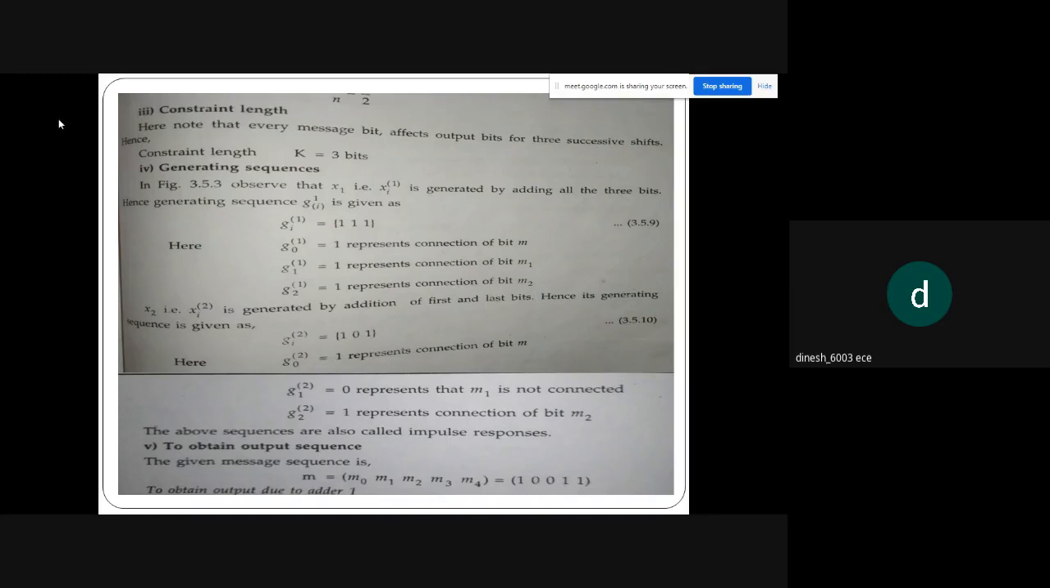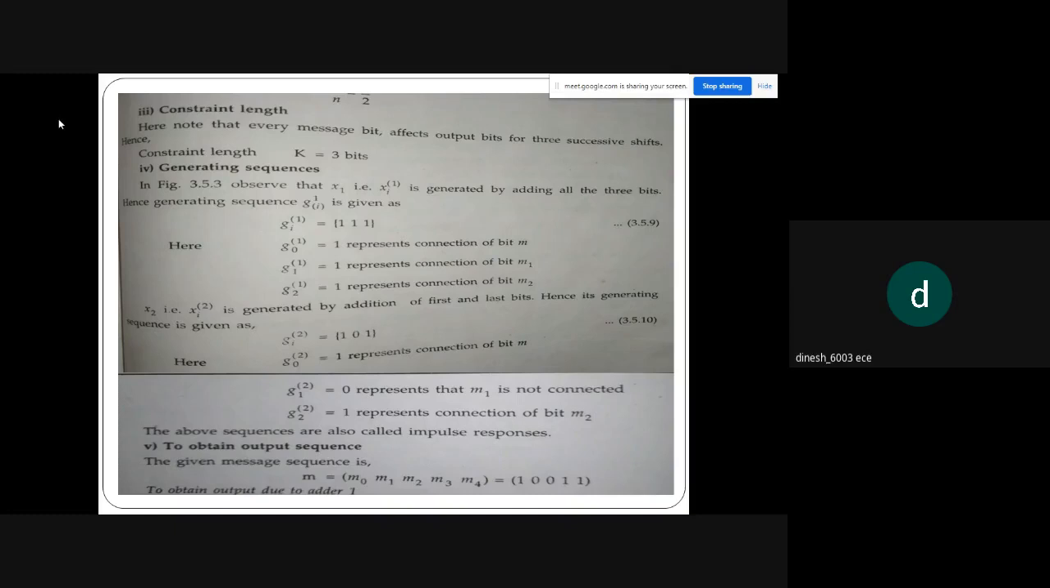Next we need to find the generating sequences. So how do I find these generating sequences? These generating sequences depend upon the value of I. This I value is your constraint length.